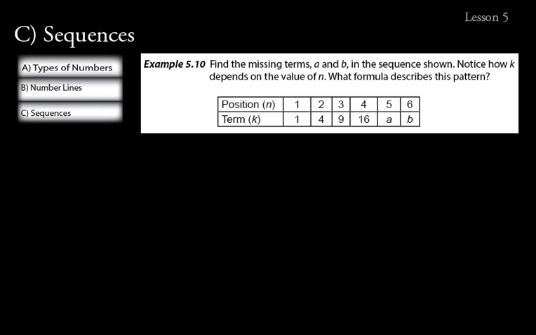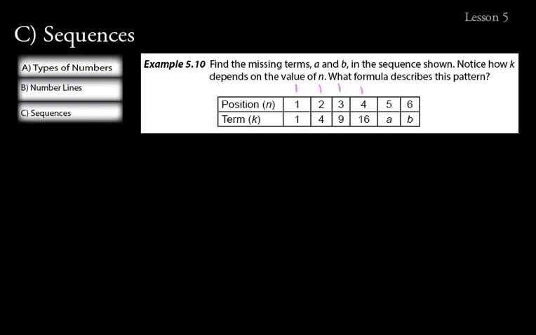Find the missing terms in the sequences shown. It's the same questions, but just a different set of numbers here. Maybe you can figure it out. You can pause the lesson if you want to and try to figure out what A and B are and then what the formula is. You can do that if you want to. So let's just look at it. 1 goes with 1 right here. 2 goes with 4. 3 goes with 9. 4 with 16. Do you see what's happening there?